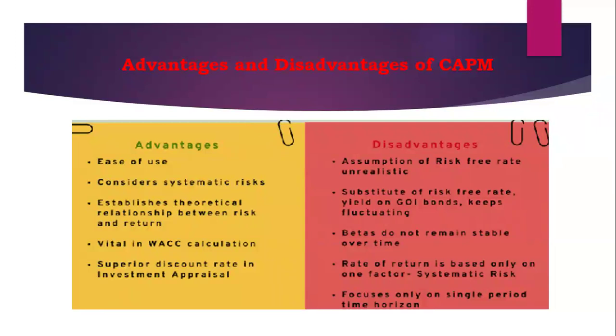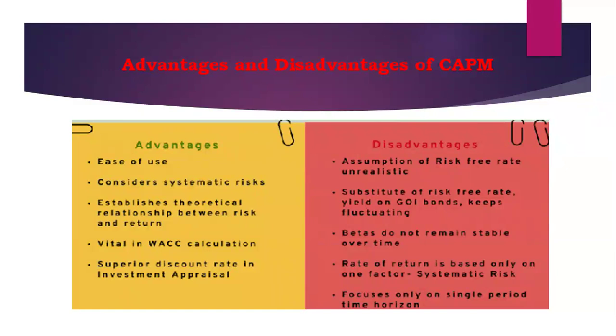The other one is that it is easy to use. It considers systematic risk, establishes a theoretical relation between the risk and return trade-off, and is vital in weighted average cost of capital calculation. It gives a superior discount rate in investment proposals, which means it can be used to find the net present value of the future cash flows of an investment, and to further calculate its enterprise value and finally its equity value as well.